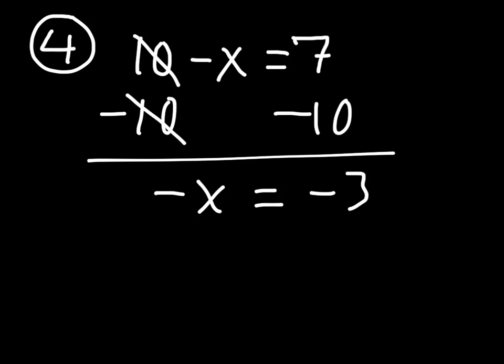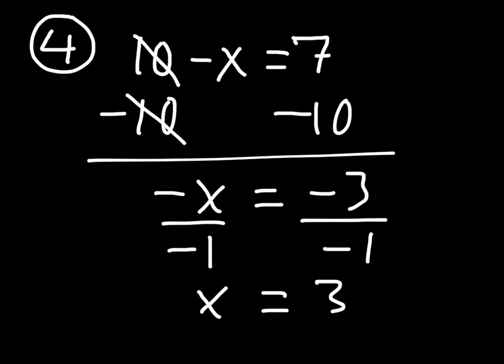But we still have this negative attached to our x, and to get rid of that we can divide by negative 1. When we divide by negative 1, it doesn't change the x at all, but it does make it positive because a negative divided by a negative is a positive. So we have a positive x on our left side, and we also will have a positive on our right side, that will be a positive 3. So our answer for number 4 is x equals 3.